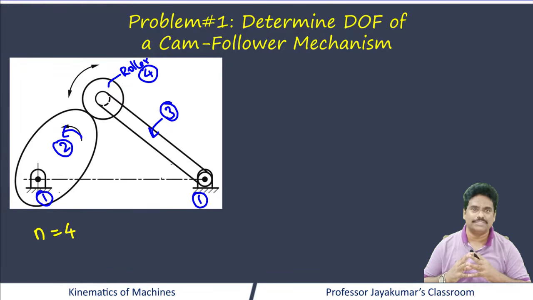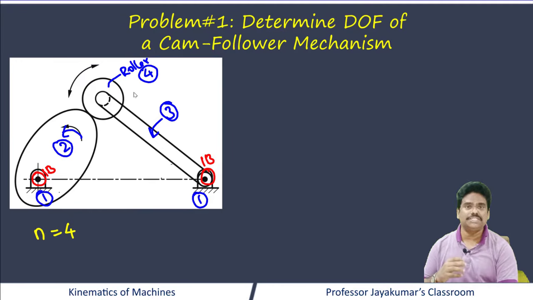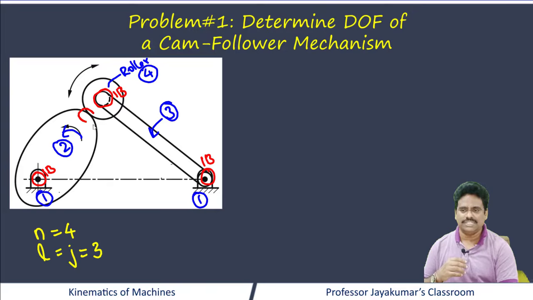Now let us find the number of binary joints. This is one binary joint, one binary. Then between link 3 and 4, we have one binary, right? So we have 3 binary joints. So j is equal to 3. And very interestingly, we have here point or line contact, and hence it is a higher pair joint. So therefore h is equal to 1 as well.